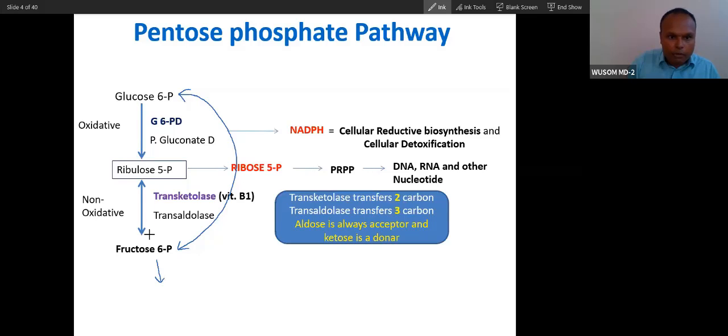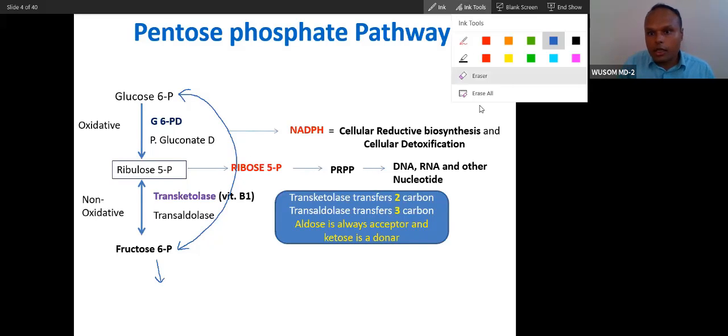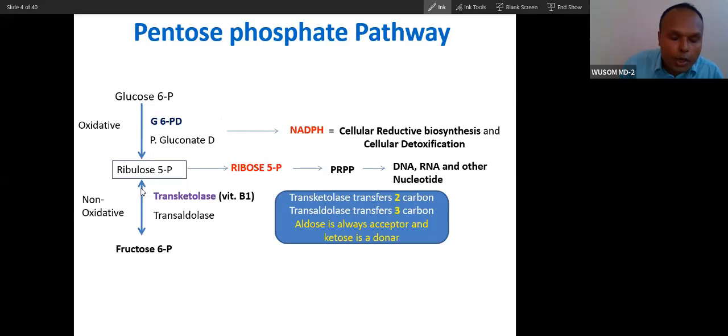So this is a divergent pathway. That is why this is called a shunt, and it has two stages. One is oxidative. This is irreversible oxidative, because in the oxidative phase one carbon dioxide is removed here. So this is irreversible, and the non-oxidative is a reversible stage. This is irreversible, this is reversible. Means from glucose 6-phosphate, it is irreversibly converted into pentose 5-phosphate.